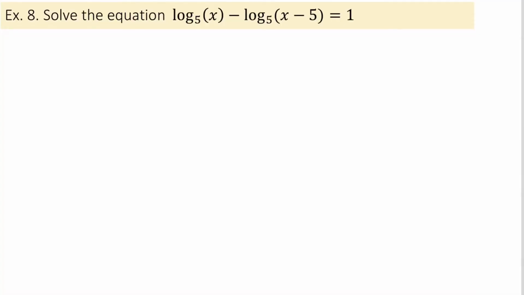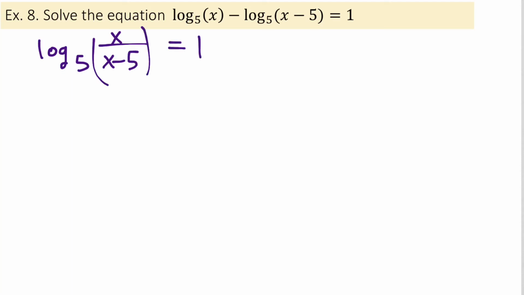Okay, here's another example, and you're probably noticing that the theme of this lesson is that sometimes you've got to use properties to simplify your equation before getting rid of the log. So we're going to have to do that again. We've got a minus here, so these are related by division. So I've got log to the base 5 of x divided by x minus 5 is equal to 1.